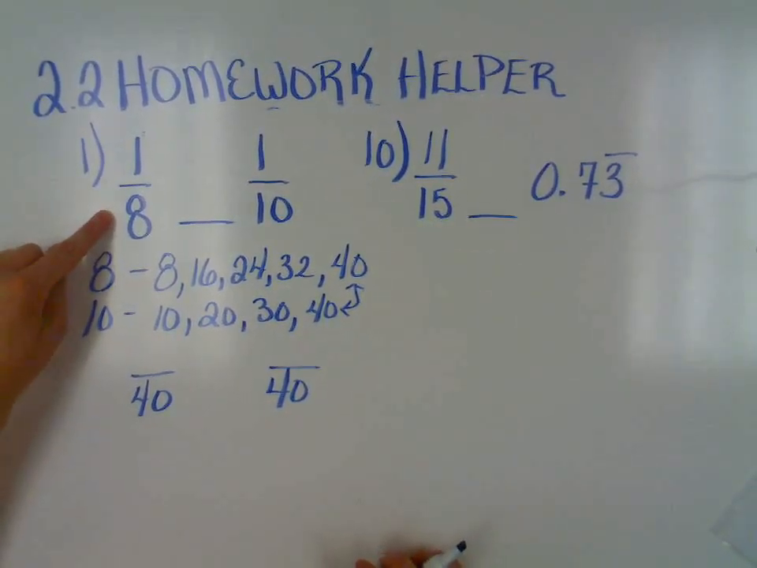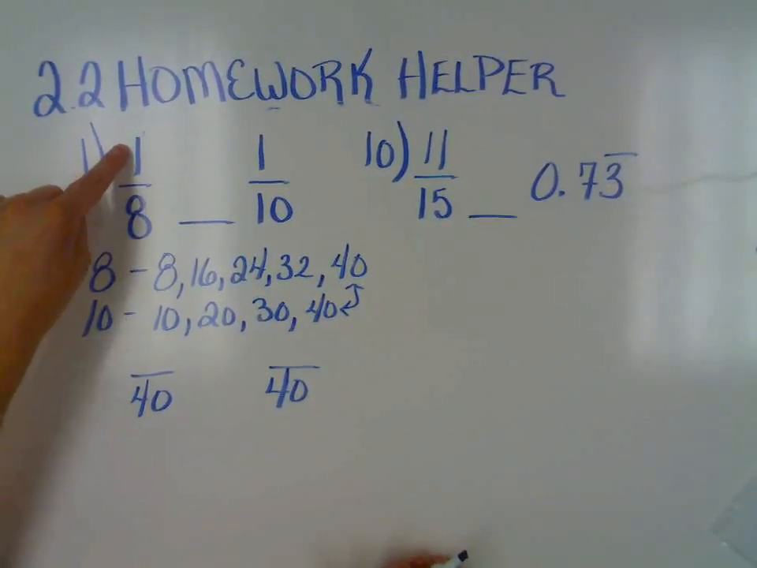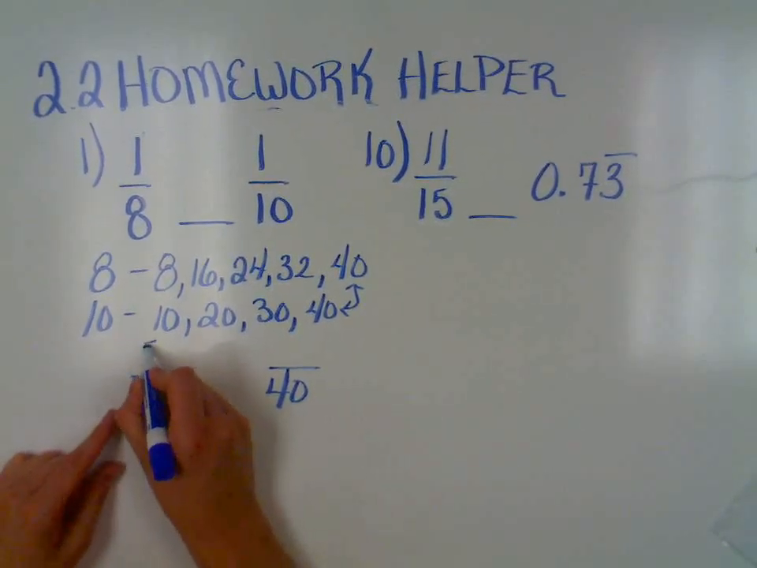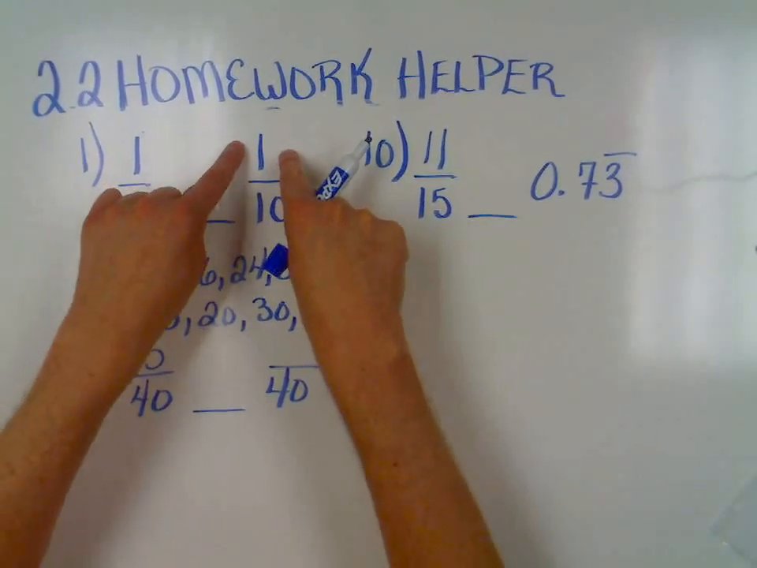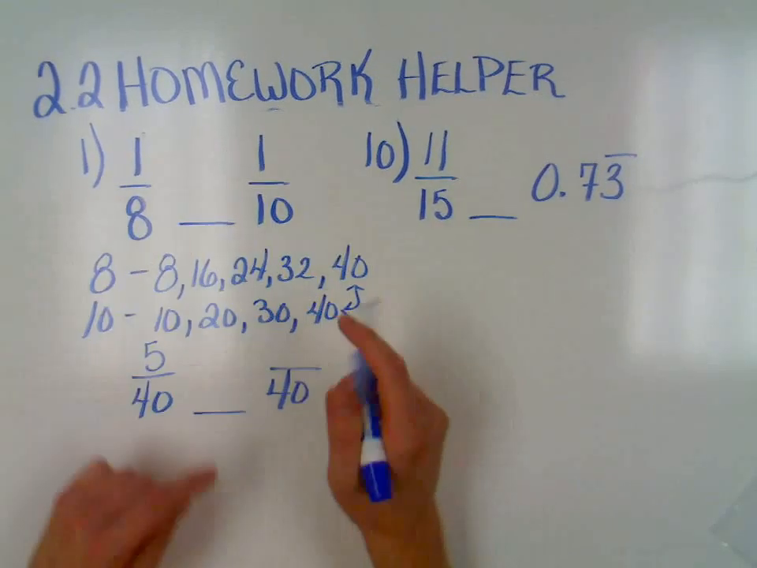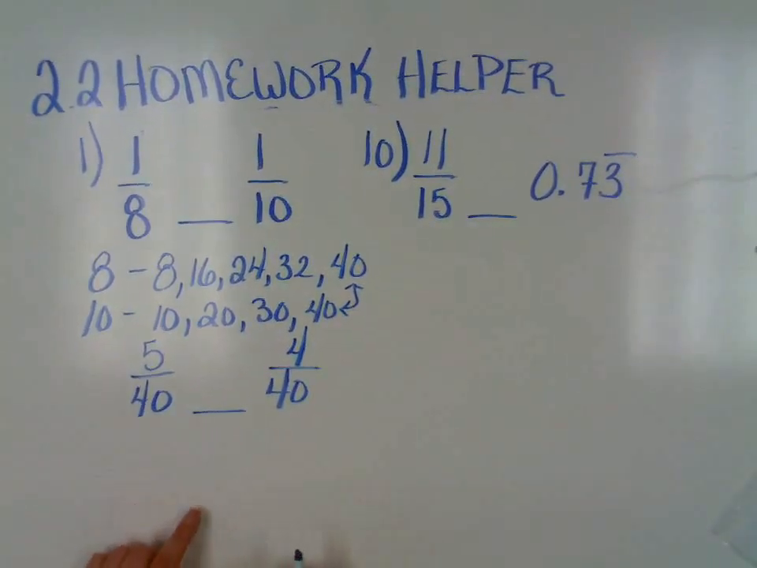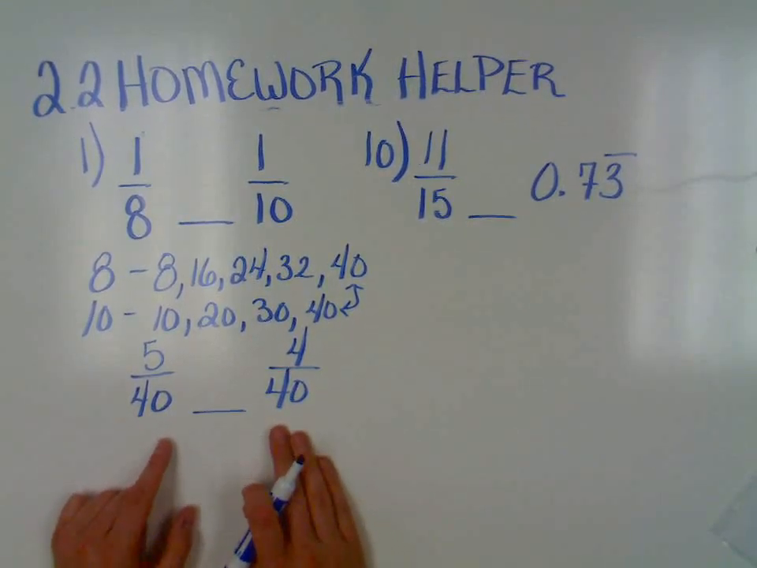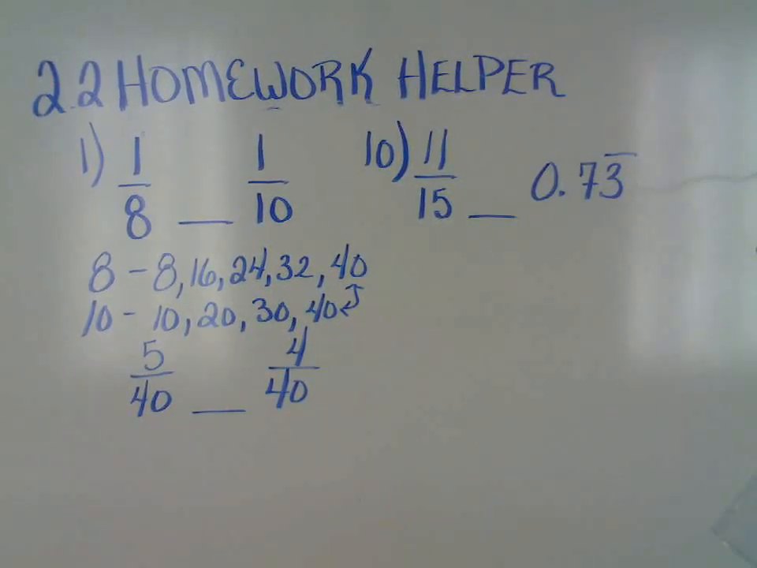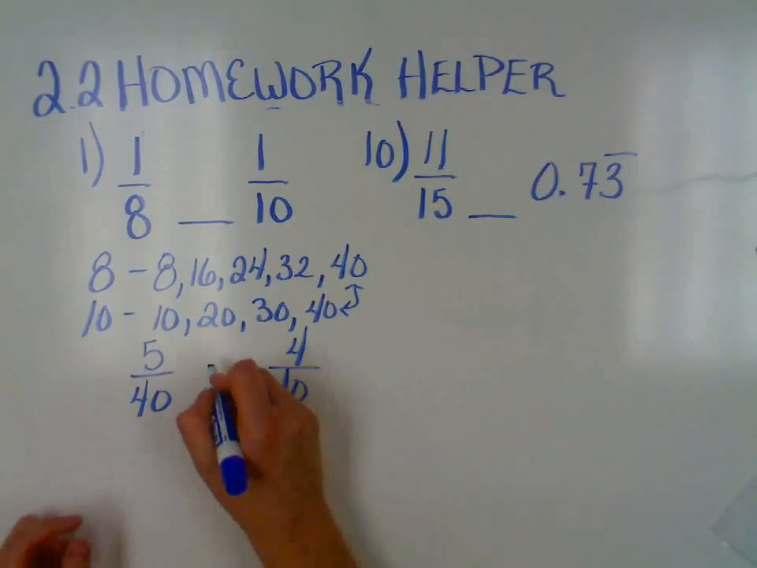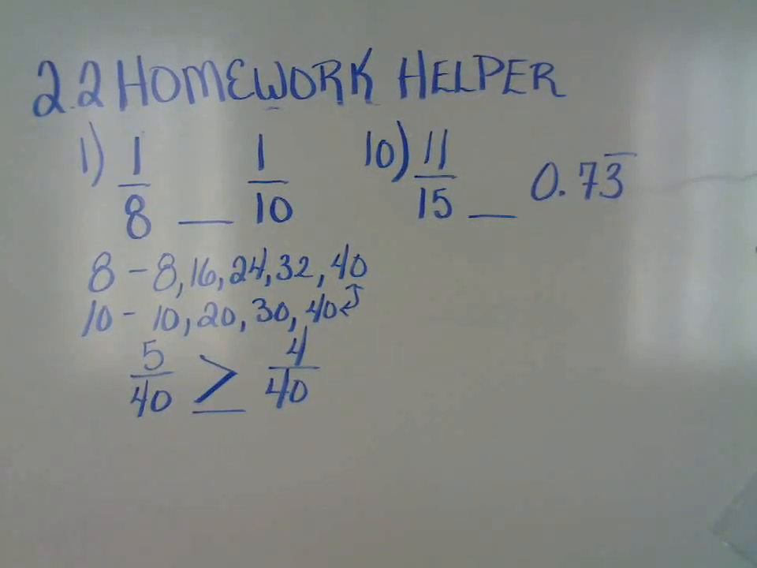Alright, so to change 8 into 40, we would have to multiply by 5, and we know that because 8 times 5 is 40. So I'm going to multiply the top by 5 as well, and 1 times 5 is 5. To change 10 into 40, I'm going to multiply by 4, so I'm going to multiply this by 4 as well, and 1 times 4 is 4. And remember, when we compare fractions, once they have a common denominator, then all we have to do is compare those numerators. Obviously, if one was positive and one was negative, we know the positive would automatically be bigger. But in this case, the 5 is bigger than the 4, so I'm going to fill this in with greater than.